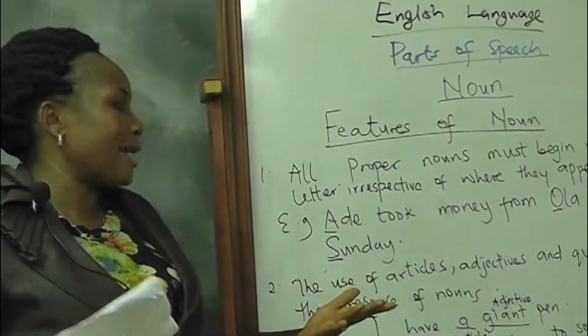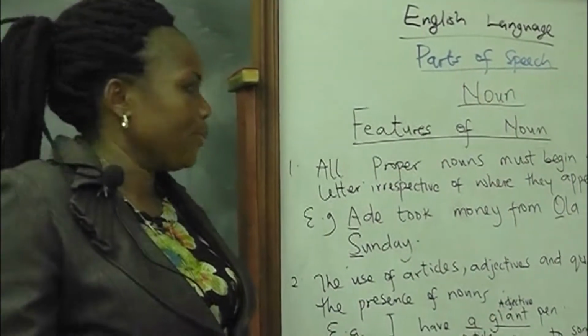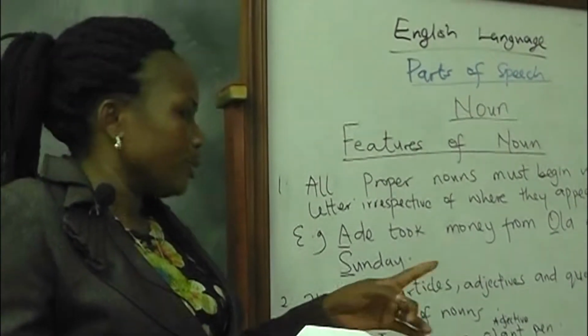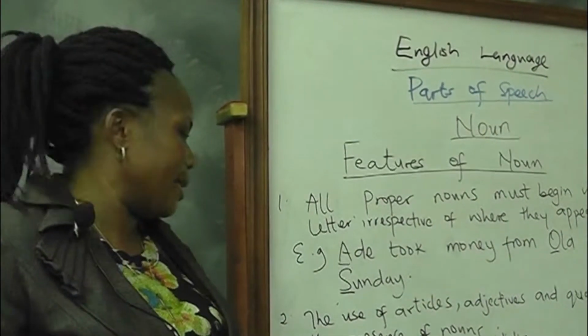For some of us, identifying a noun is a problem. You don't know when you have a noun. But when you see an article, oh, this is an article, this is an adjective, definitely the word that will come next will be a noun.